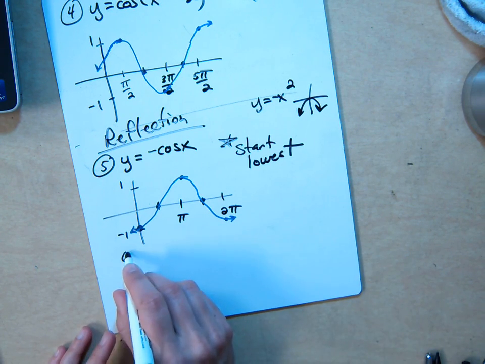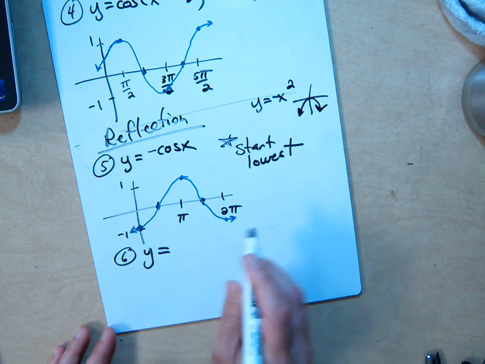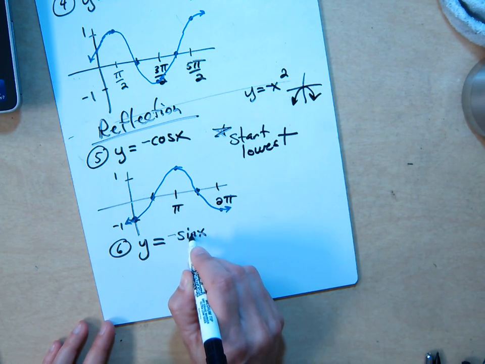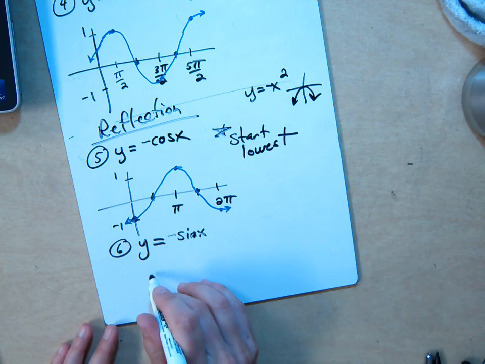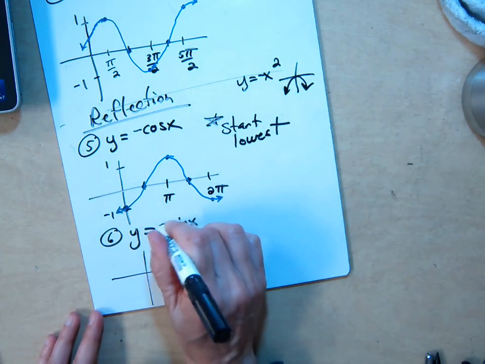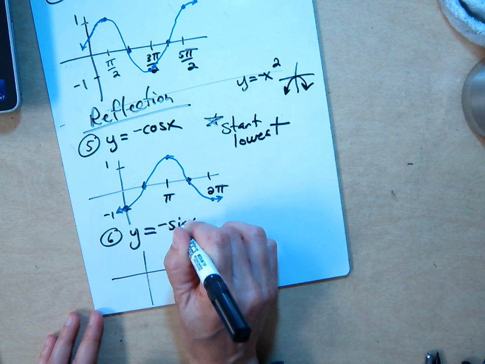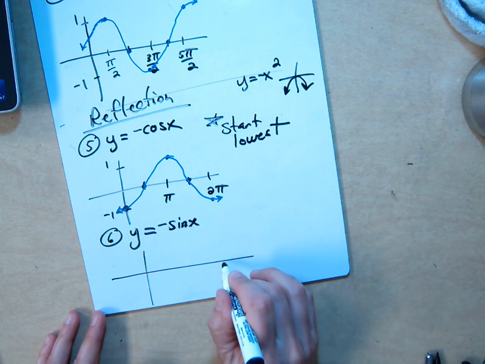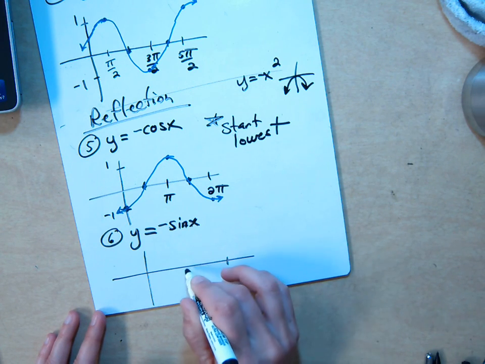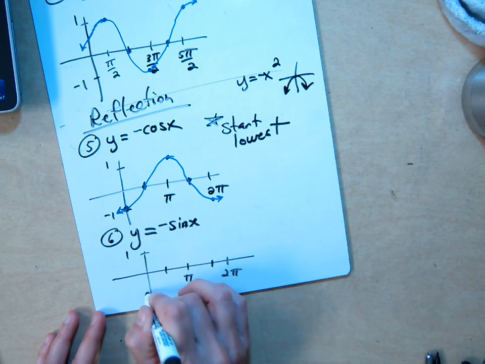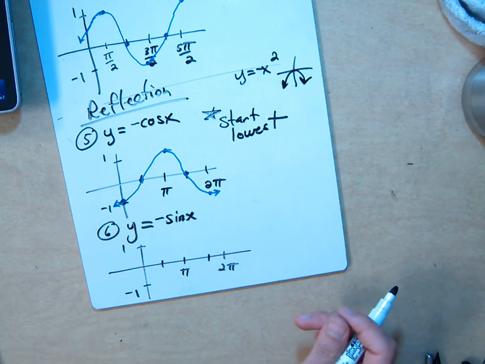So with sine, now I'm kind of doing your homework for you, but I'm just going to do it anyway. So y equals negative sine x. We'll do other examples Friday that are not like this. So again, go out to 2 pi, half is pi, half, half, highest 1, lowest negative 1. Just set up that outline.